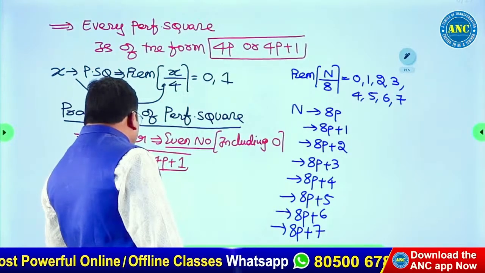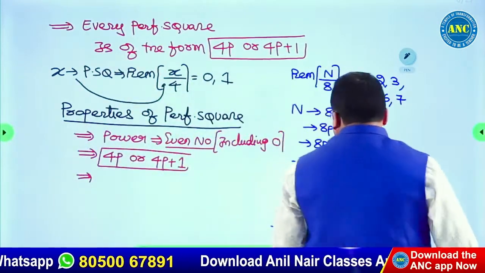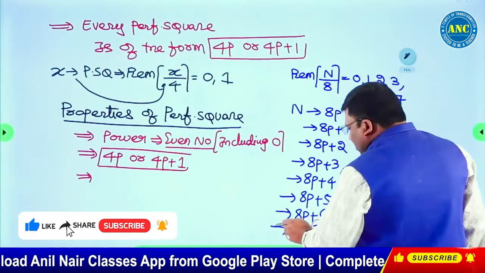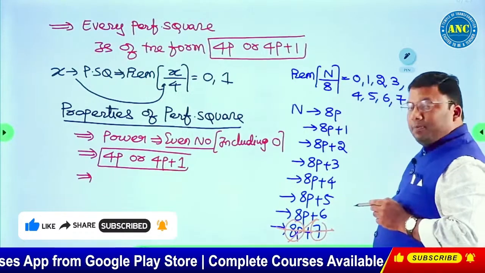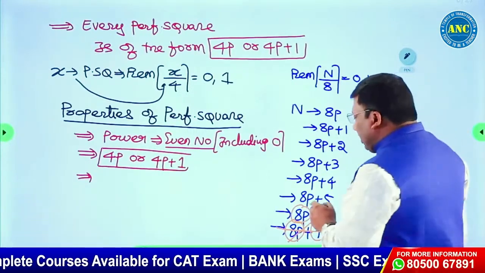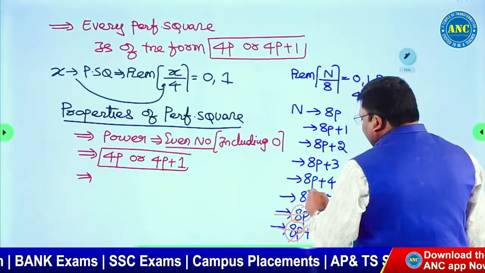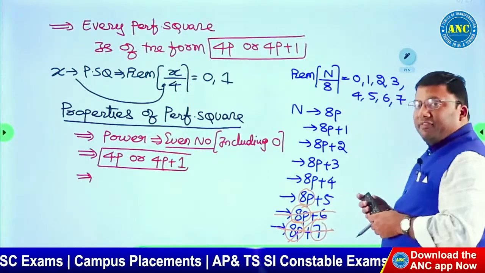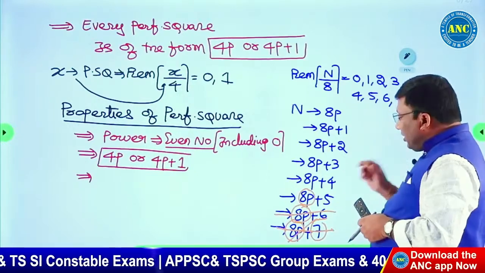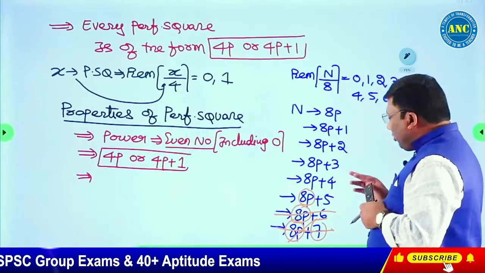When you divide a perfect square by 4, it should be perfectly divisible or give a remainder 1. Now, 8p is perfectly divisible. 8p plus 7: 4 ones are 4, it gives a remainder 3. I need remainder 1, so 8p plus 7 is not possible. 8p plus 6: 4 ones are 4, remainder 2. I need a remainder 1 or 0. 8p plus 5: 8p is perfectly divisible, and 5 when divided by 4 gives a remainder 1. 8p plus 4 is perfectly divisible.